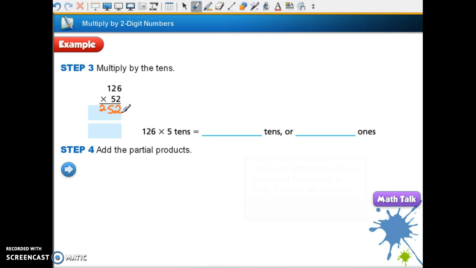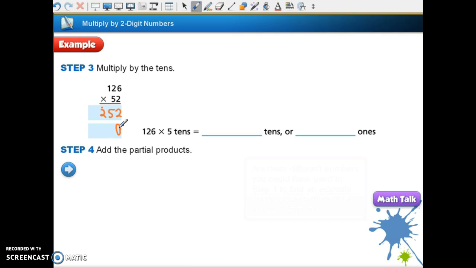Now we're going to multiply our, let me write that a little bigger, it'll look better. Or down here in the box. Okay, now we're multiplying by 10, so we're not going to have any ones, so you have to put a 0 in there to fill that ones place. Or an X in there.